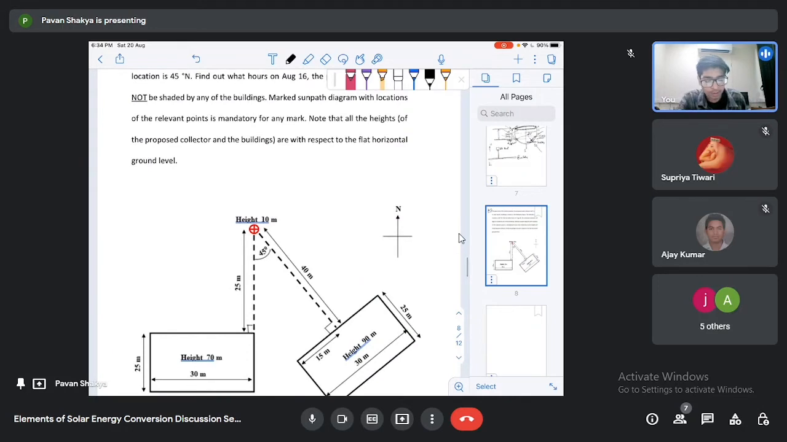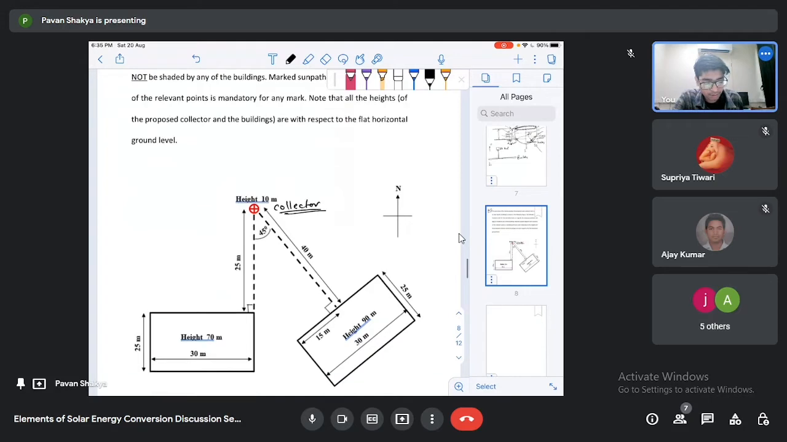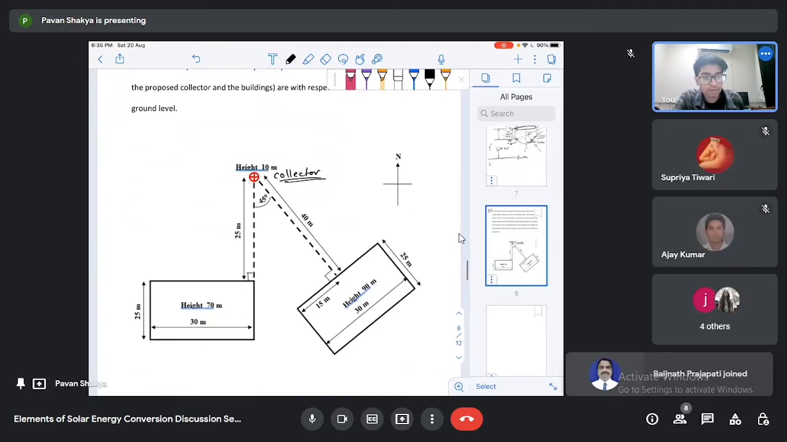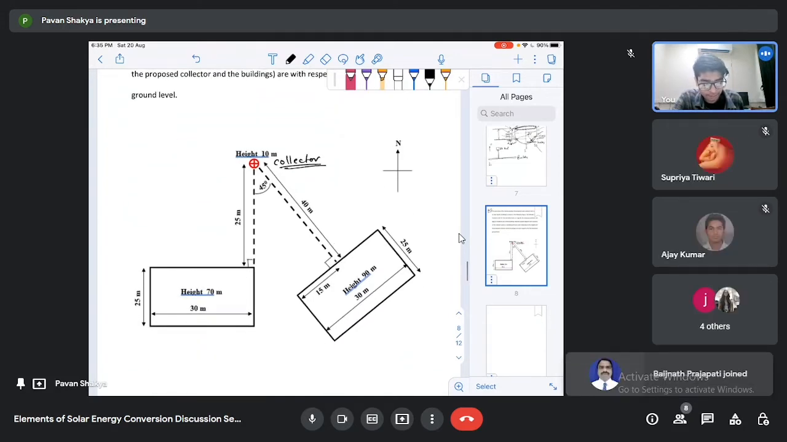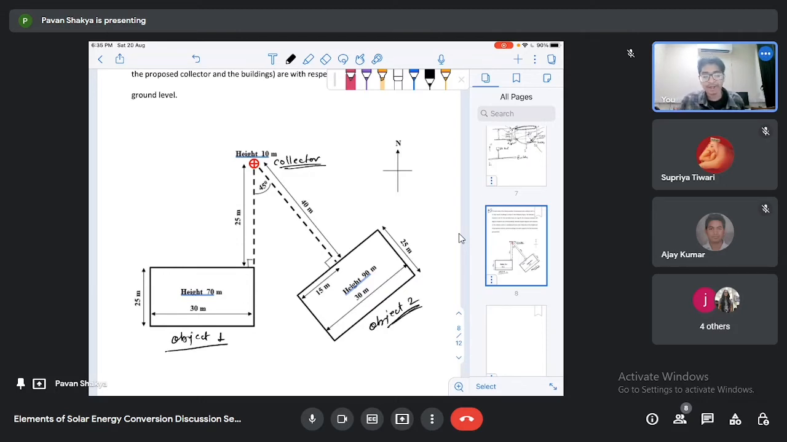In the problem, this is our collector at a height of 10 meters, and these are two objects. Suppose this is object 1 and this one is object 2, and these are coming in between the sun ray and the collector.